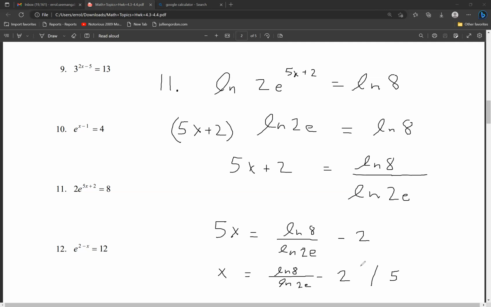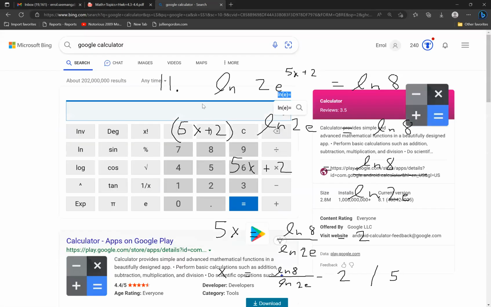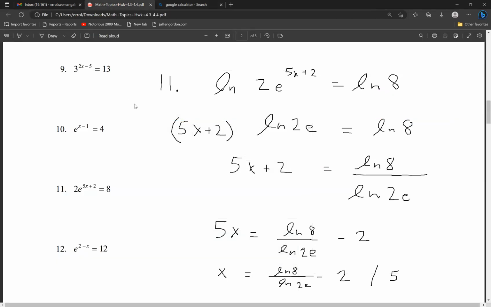I think ln 2e is 2, I believe. Check that on Google Calculator. Ln 2e equals, oh no. No. Ln 2e does not equal 2. Ln 2e equals all that stuff. All right, do that whole thing on your calculator. So therefore, x equals what?